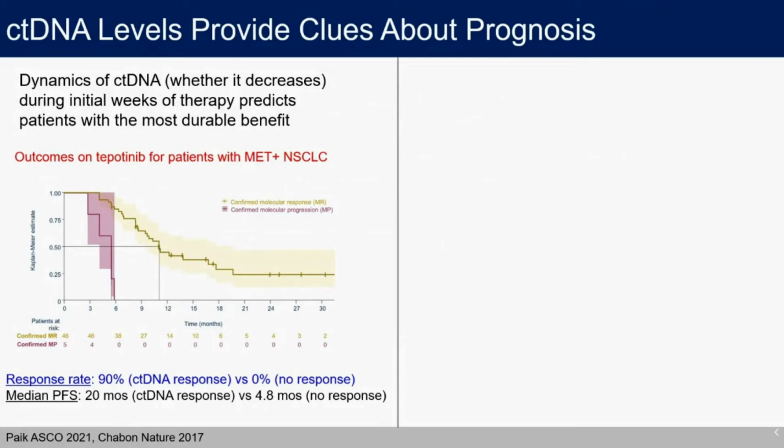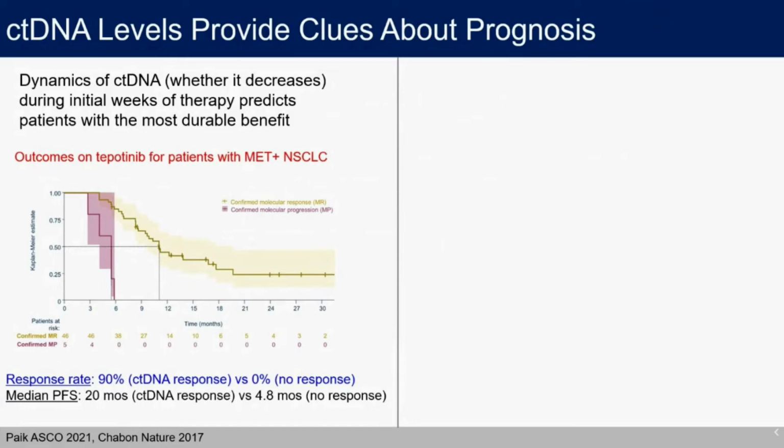That's exemplified here in a study for patients who received a recently approved drug called tepotinib because their cancer has a MET mutation. Here we see that when you compare the group of patients with a molecular response, that is a decrease in circulating tumor DNA, to those who are termed molecular progressors, because the circulating tumor DNA is increasing, there are dramatic differences in the response rate.